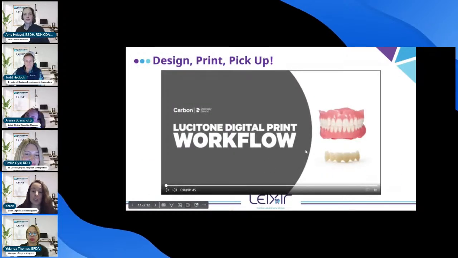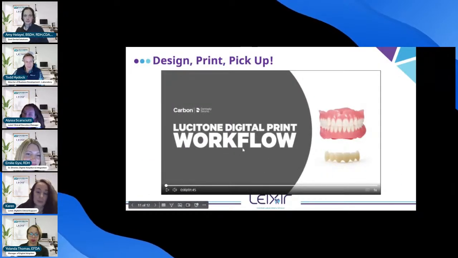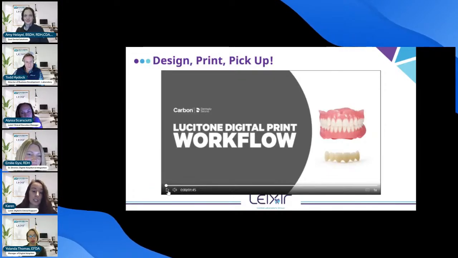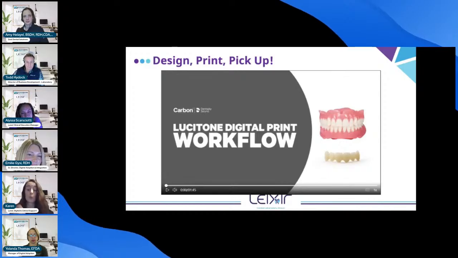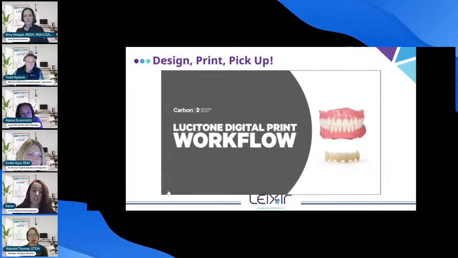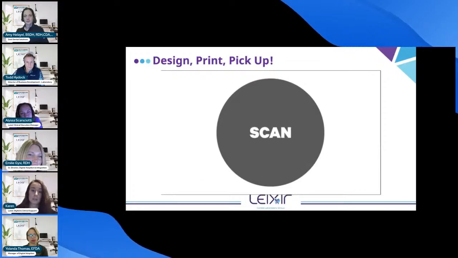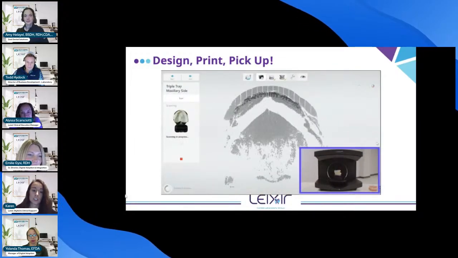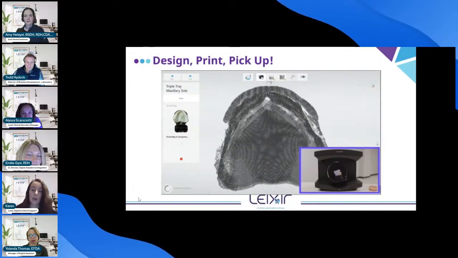So this is just a quick little video of our Lucitone digital print, just in case you guys are interested. Not to take it from Zest, but this is another alternative to go with Zest for the overdentures, like I said. I'll just play that real quick for you guys, if it allows me to. It's playing. Like the workflow of how it works.